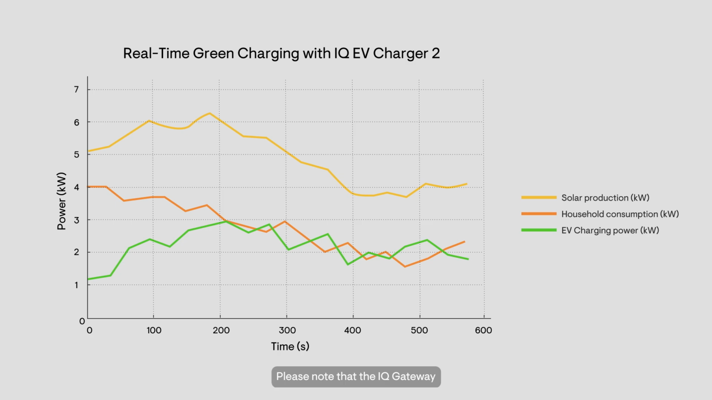Please note that the IQ Gateway and IQ EV Charger need to be connected over the same network to take advantage of real-time green charging. Let's now look at a demonstration of real-time green charging in a home with IQ EV Charger 2 installed.